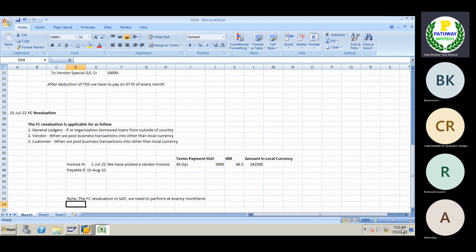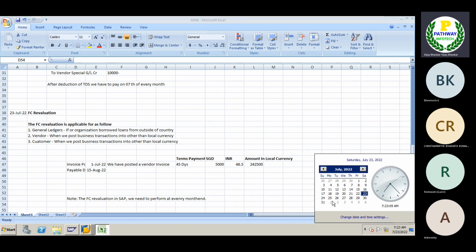Let's say, for example, the last working day of the month is the 29th of July. On 29th of July we have to perform the foreign currency revaluation run, because that is the last working day of the month. Each and every organization is going to close the current period, and they will reopen for the next month's periods.